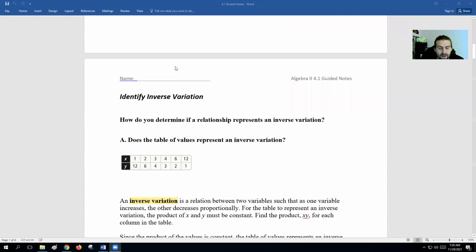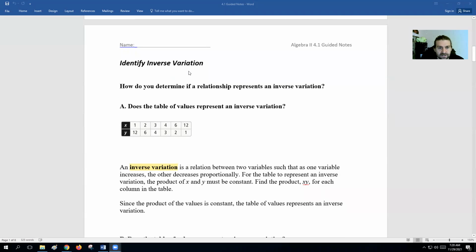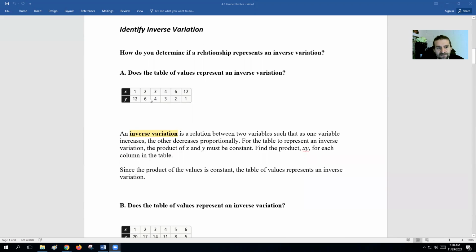Okay. All right, so let's look at these tables here to see if these tables represent inverse variation. So if x is 1, y is 12, x is 2, y is 6. So almost just like our area formula that we just did there. You can see as the x goes up, the y goes down.